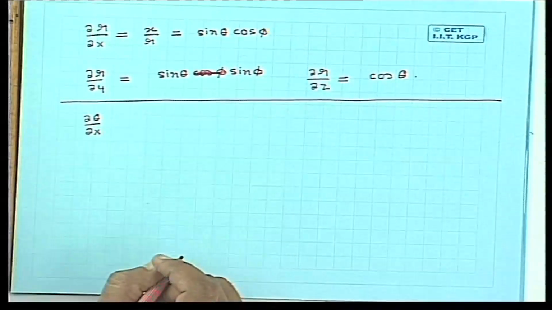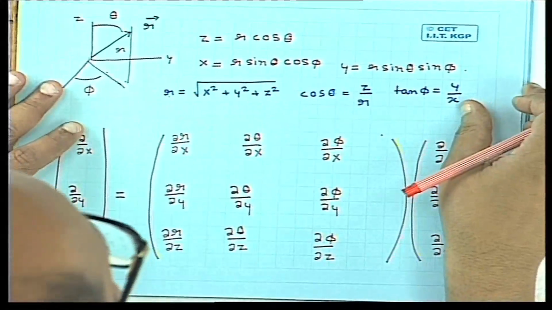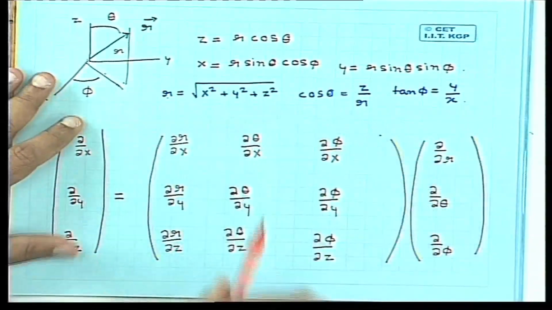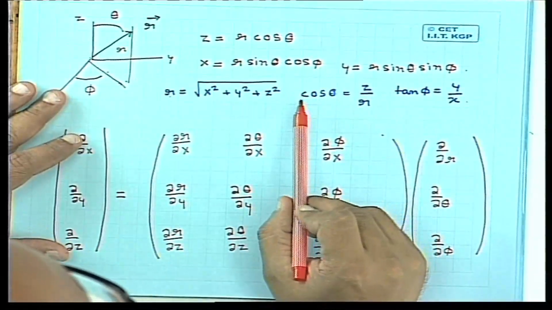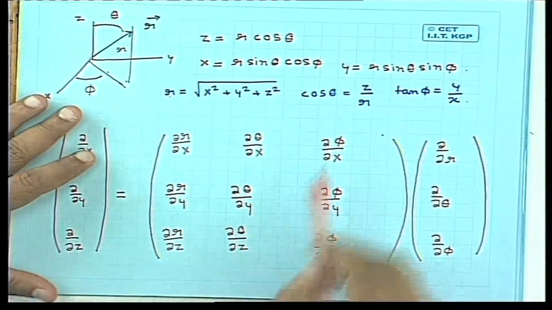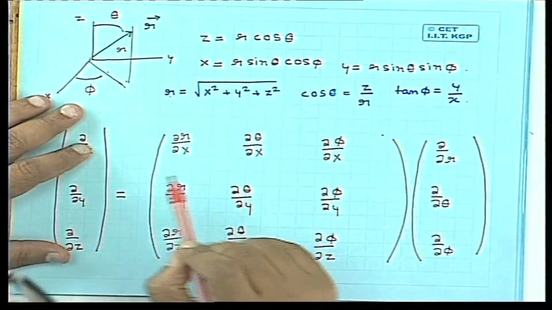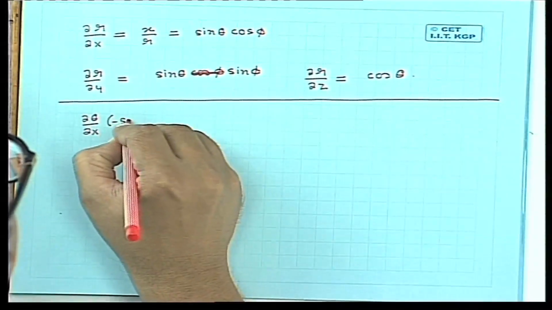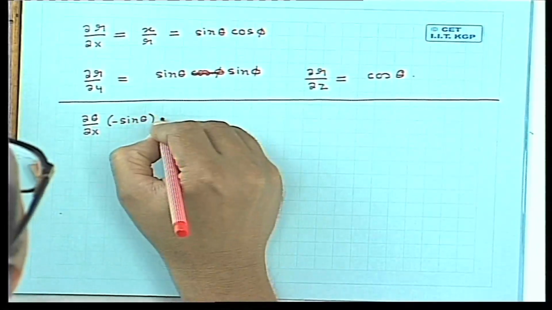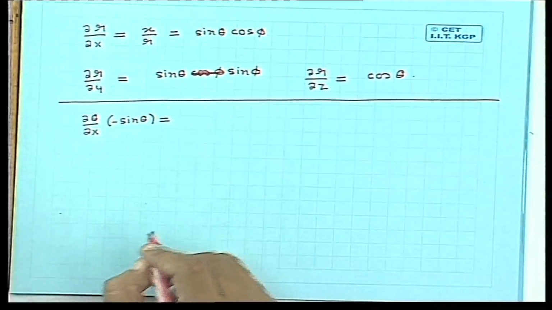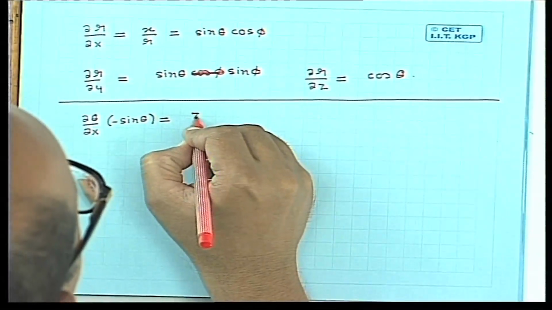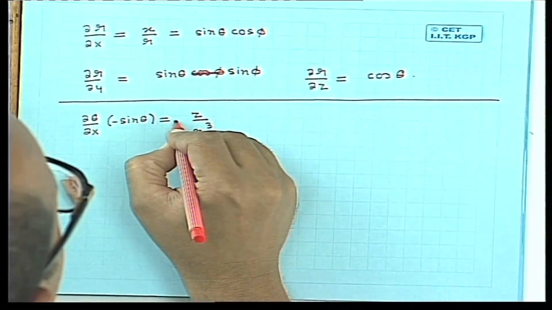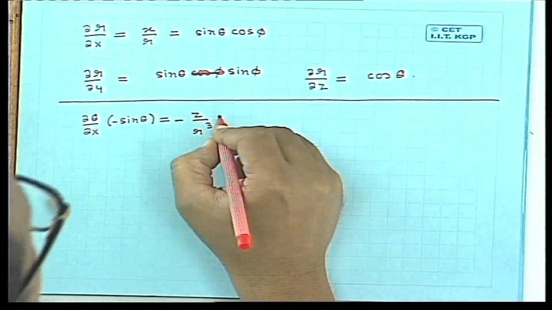So, to evaluate del theta del x, we can just differentiate this equation over here. If you differentiate the left hand side, you will get minus sin theta into del theta del x, and then we have to differentiate z by r. So, we have del theta del x into minus sin theta is equal to, if you differentiate z by r, what you will get is z by r cube, you will pick up a minus sign and you will have x over here.